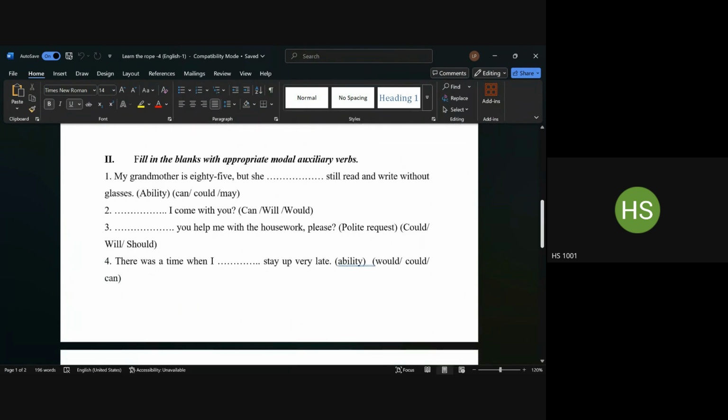But because you also have questions on standalone sentences, I have collated a set of sentences based on that as well. In each of these sentences, I think the context in which you should use it is already provided. You can choose the suitable modal verb from the bracket based on the hint that is given to you. Okay, so the first one is: My grandmother is 85, but she dash still read and write without glasses. This is to show ability: can, could, may.